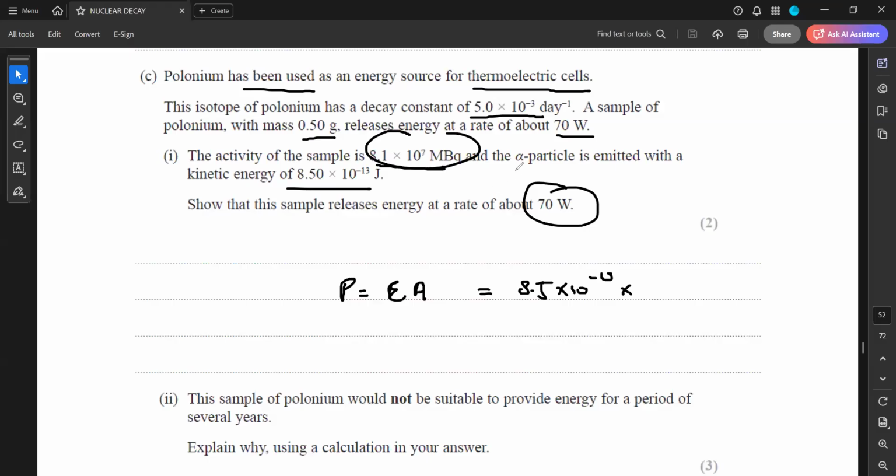8.1 × 10^7 megabecquerel. So we have to convert into becquerel. It will be 8.1 × 10^7, and mega means 10^6, so multiply by 10^6. This will give us the power of the sample, which is about 6.89 watt or approximately 70 watts. Is this one clear? How we worked out the power of the sample?